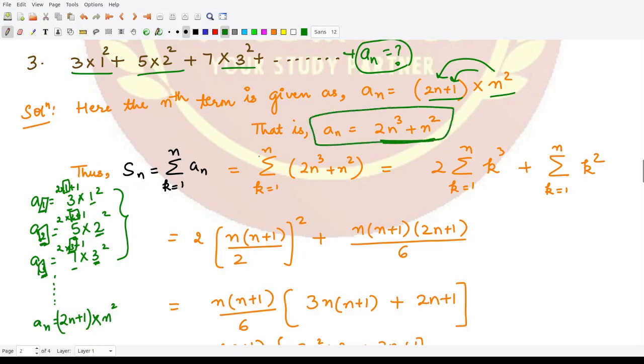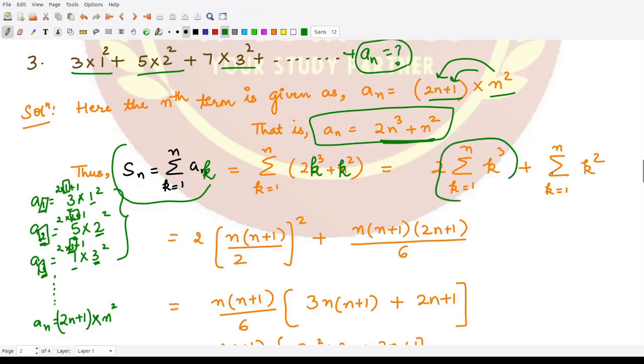Now in order to evaluate the sum, you know the formula for sum. It is summation a_k, right, where k varies from 1 to n. So you can substitute the value of k. It would be 2k cube plus k square, right? Because we are now writing the terms in terms of k. So you can open up this summation. So 2 summation k cube plus summation k square.